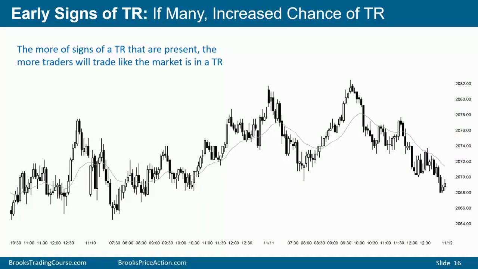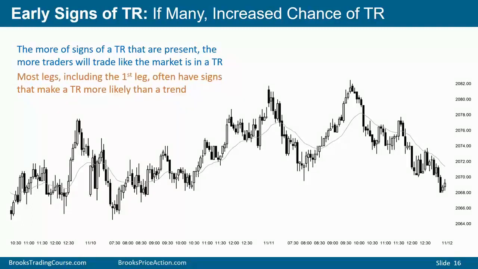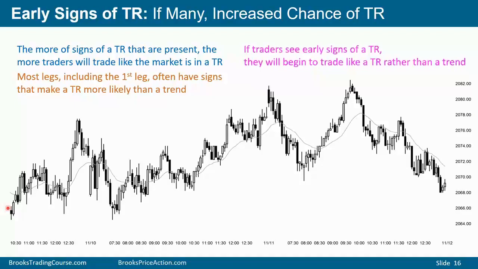Traders are always looking for signs of whether or not the market is in a trend or in a trading range. When I think the market might be in a trading range, I'm looking for evidence that it probably is. Very often, as soon as the day begins or the session begins, you can tell from the first bar that a trading range is likely. If you start seeing early signs of a trading range, traders will begin to trade it like a trading range rather than like a trend.